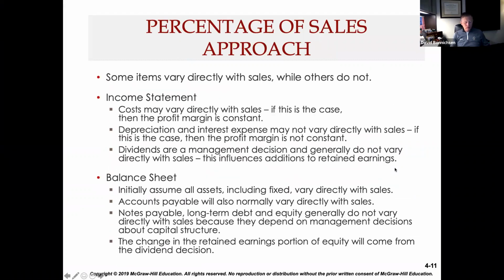So when we talk about the percentage of sales approach in a little more detail, there are going to be some things on the income statement and some things on the balance sheet that will naturally vary with sales and some that don't. So on the income statement side, most of the time it's fairly consistent. Costs are going to vary with sales. So as sales move up, cost of goods is going to move up similarly. Supporting costs are going to move up similarly. Doesn't always work out that way, but from a forecasting standpoint, that's typically how we go about budgeting.